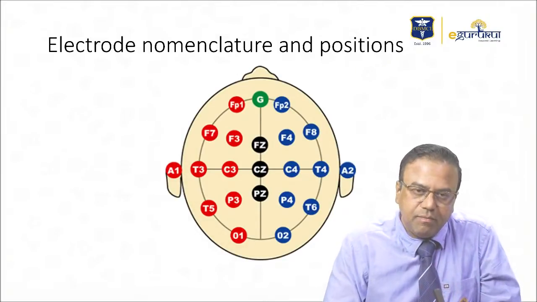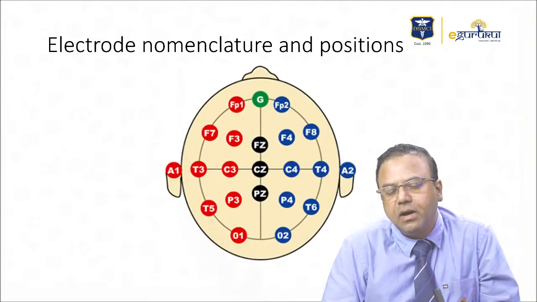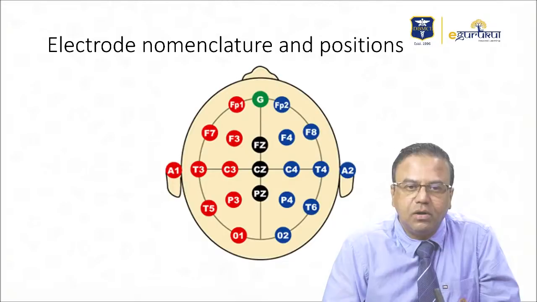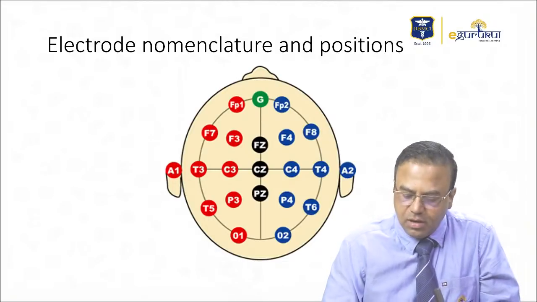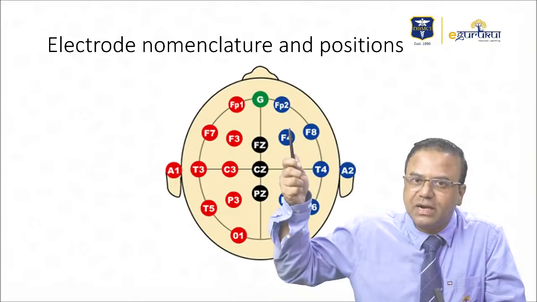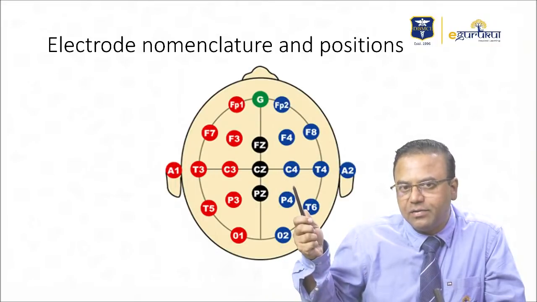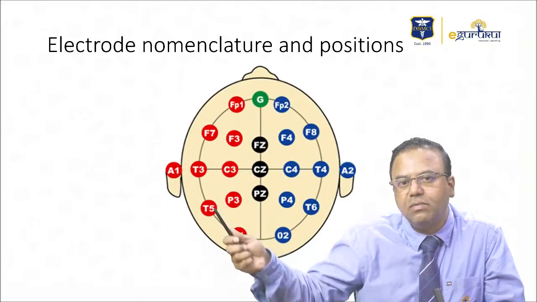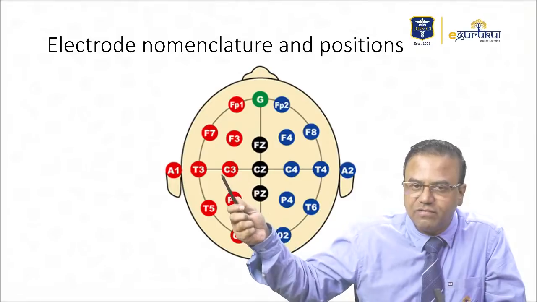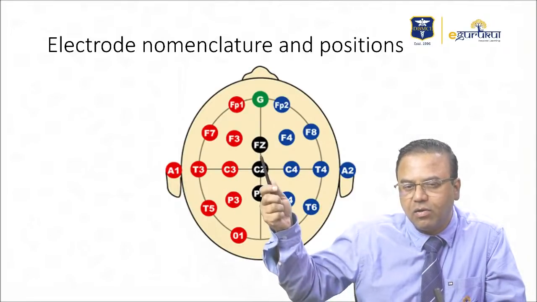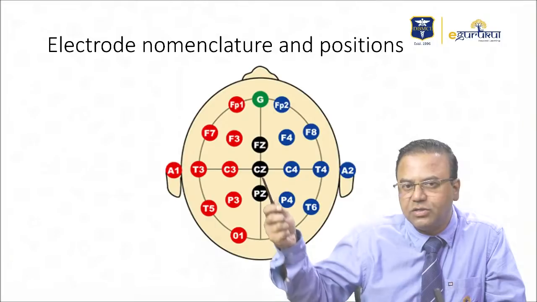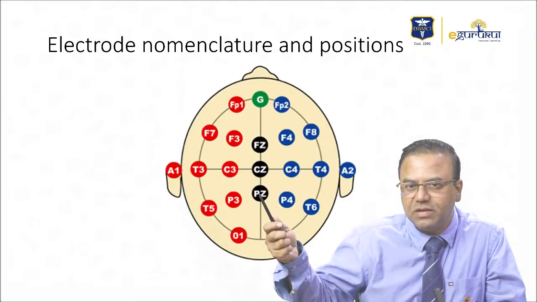The EEG leads that we place, you should have a general idea about the way we place the EEG, because they can ask simple questions on EEG in our exams. All numbers that are even numbers are right-sided leads. All numbers that are odd numbers are left-sided leads. Odd numbers are left-sided leads, even numbers are right-sided. Anything that is zero is midline. So frontal zero, central zero, parietal zero, anything that is Z, zero, means it is in the midline.